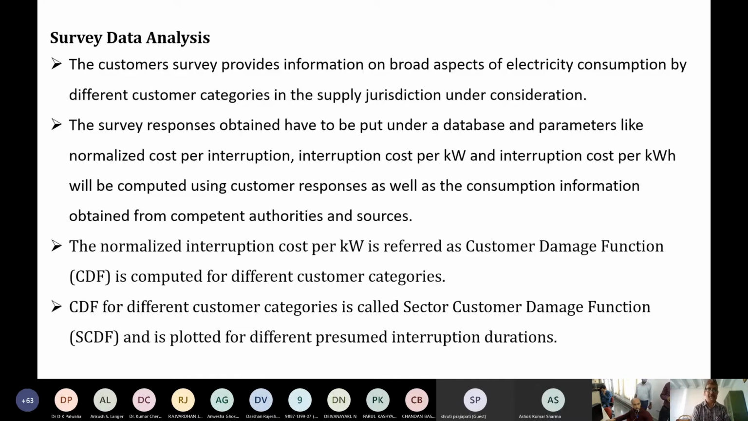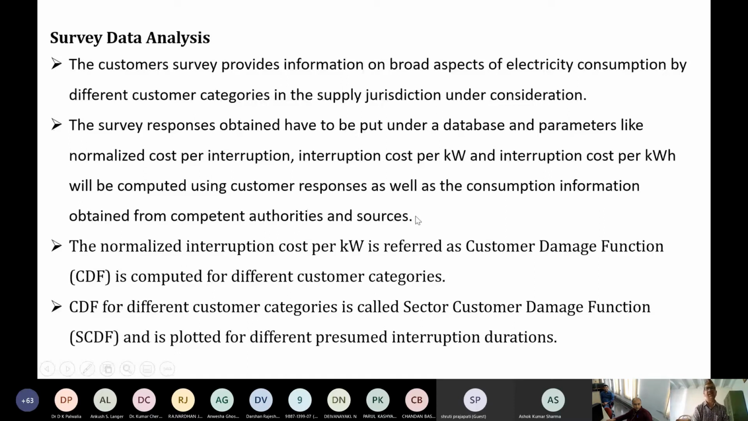Interruption cost per kilowatt means what is the interruption cost per kilowatt of demand, that has to be identified. And interruption cost per kilowatt hour means what is the cost of interruption per kilowatt hour, meaning what is the annual consumption of that particular customer and what is the interruption cost. So interruption cost divided by annual consumption will give us the energy normalized interruption cost. So that will be computed using customer responses as well as the consumption information obtained from the competent authorities and sources.